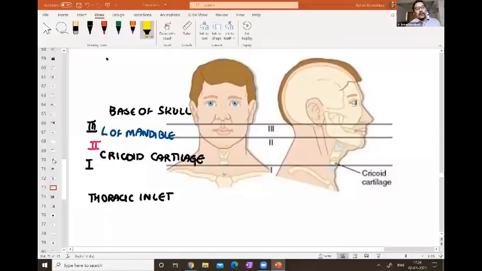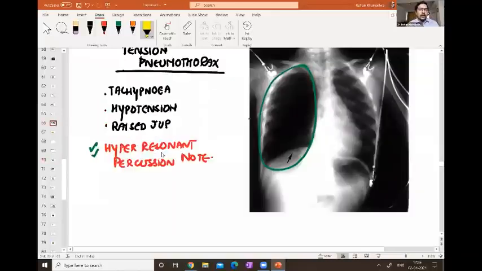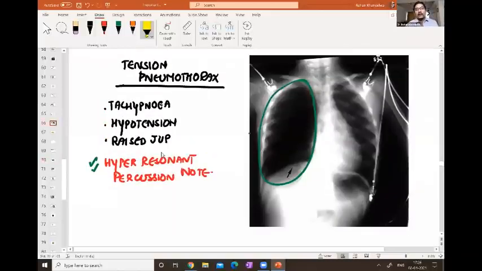So cardiac tamponade, you will get hypotension, raised JVP, and muffled heart sounds. In tension pneumothorax also you have hypotension, raised JVP. To differentiate tension pneumothorax from cardiac tamponade, we will see a hyper resonant percussion note because there is air here, so you will get a hyper resonant percussion note. Whereas in cardiac tamponade, you will see muffled heart sounds.